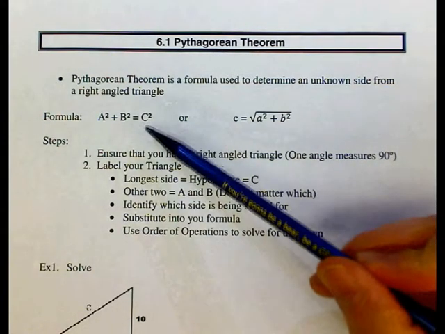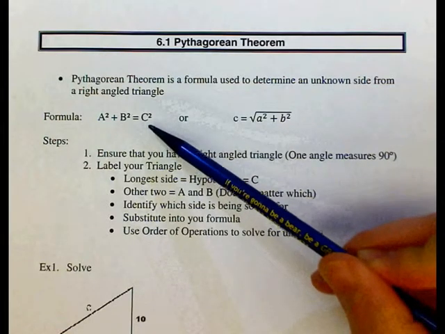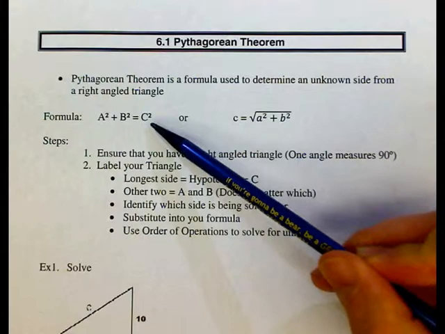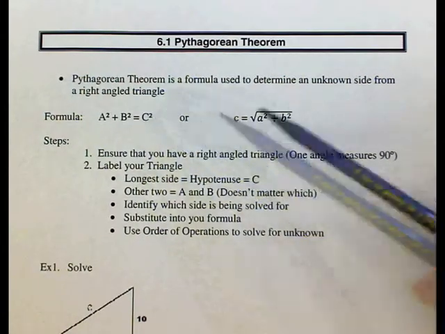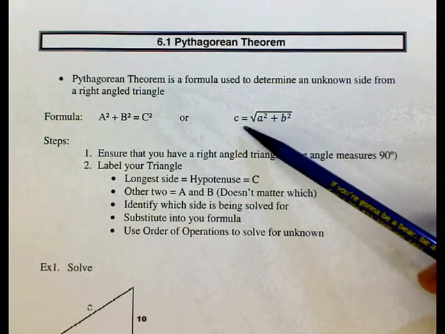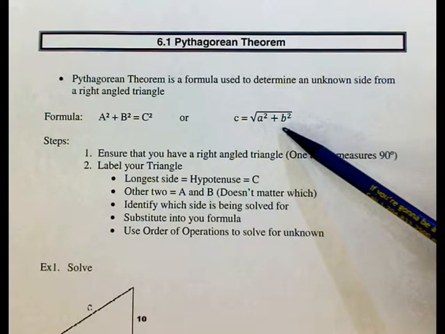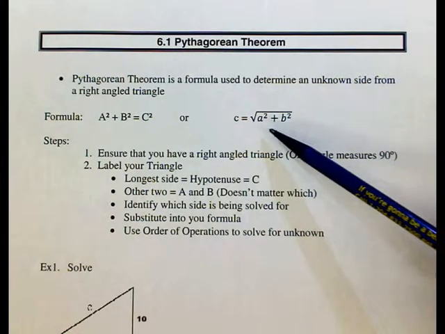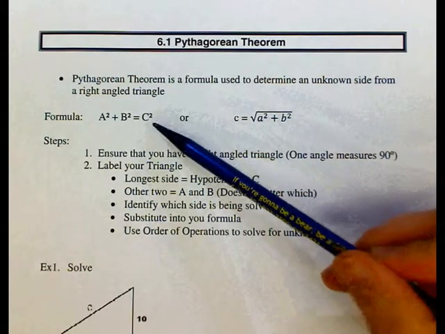Traditionally, we see a squared plus b squared equals c squared. But of course, this is solving for c squared. We really want to solve for c. So in my next formula, I've gone one step further and said, okay, c will be the square root of a squared plus b squared. Both are acceptable. We'll be using this one in most of our calculations.